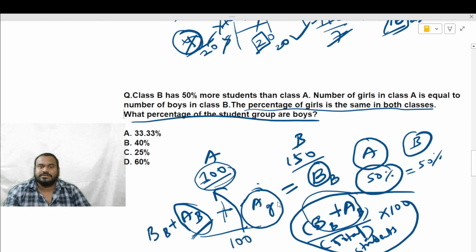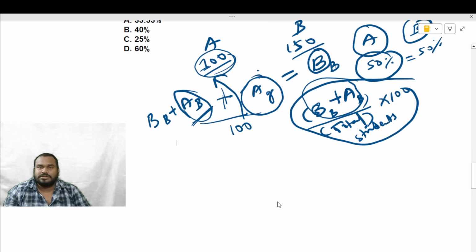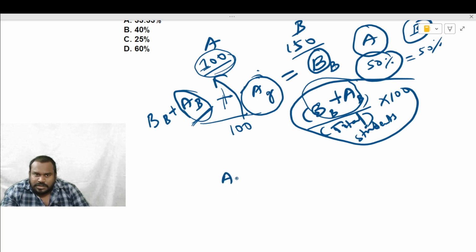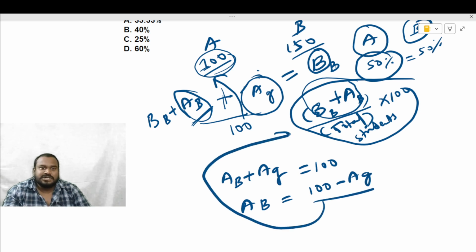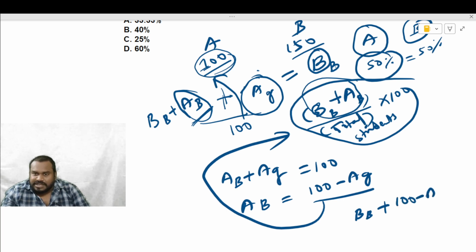AB plus AG is equal to 100, so AB is equal to 100 minus AG. I will just substitute this in here. Then BB will be like that only: 100 minus AG, divided by the total number of students, which is 250, based on the assumption I'm moving on.